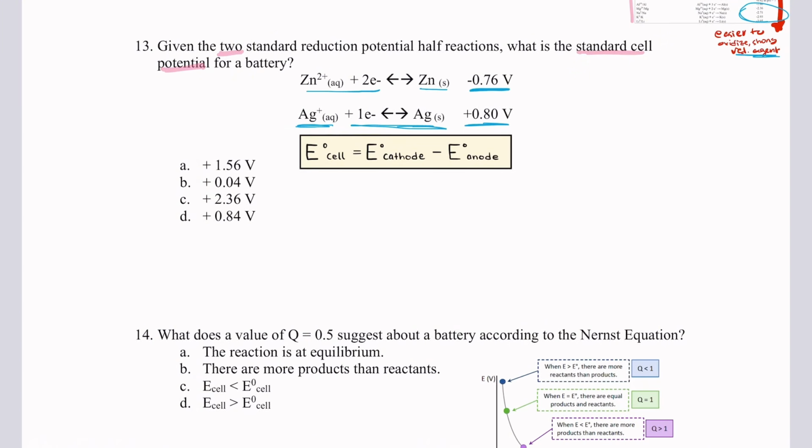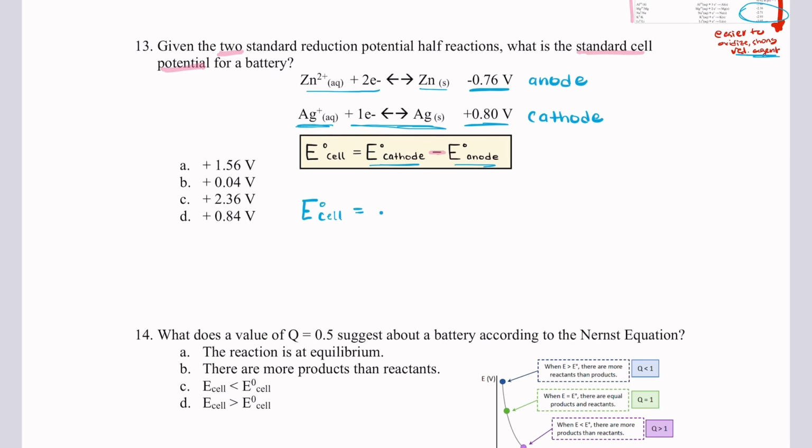The larger and the more positive reduction potential occurs for silver. So at the cathode, silver plus is reduced to silver. The zinc half reaction will therefore run in reverse at the anode. Now, to compute the standard cell potential, we're going to use our equation E naught cell equals E naught cathode minus E naught anode. And here, we're just going to plug our reduction potentials directly into this equation. We're not going to change the sign for anything. The minus sign in this equation takes care of that for us.